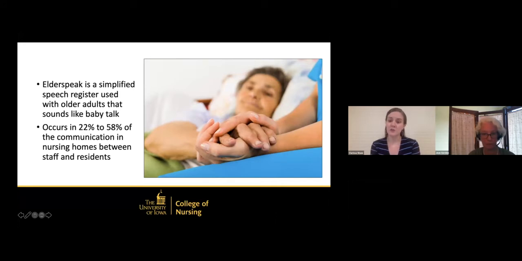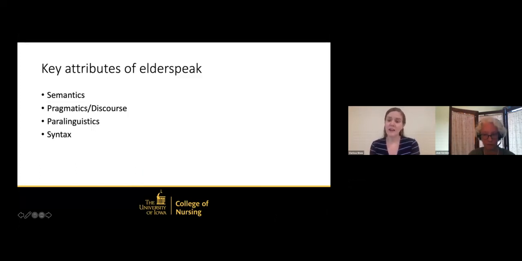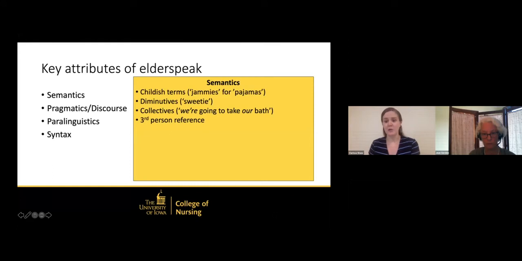So we do think this occurs commonly. Most of the research is done in nursing homes, where it's been found to occur in about 22% to 58% of interactions between care providers and nursing home residents. So there are some key attributes of elderspeak that I'm going to relate back to what Dr. Gordon talked about. The first one that is typically thought of when we think of baby talk to older adults is related to semantics, so the words we use.